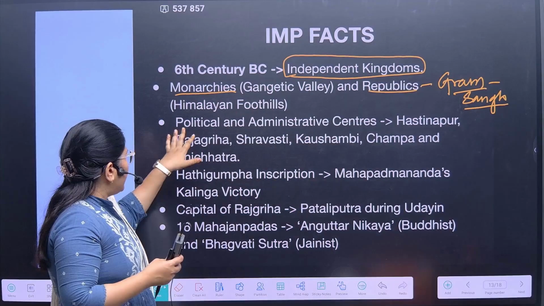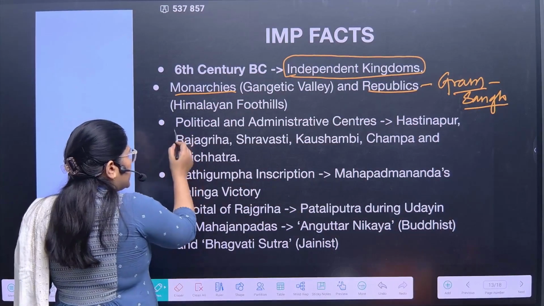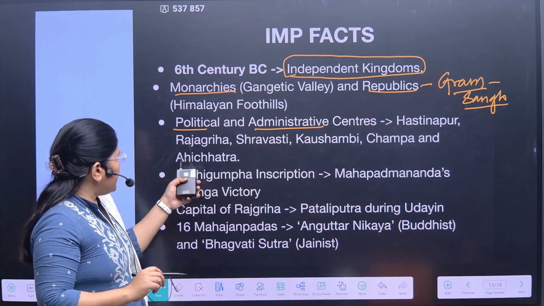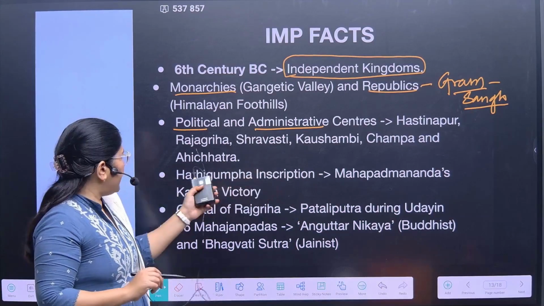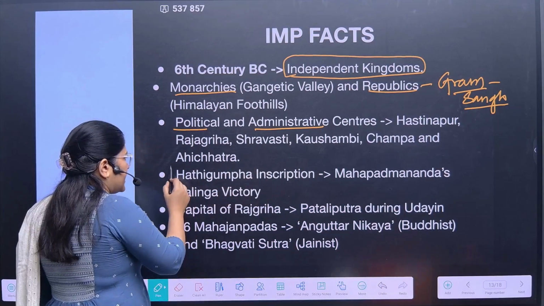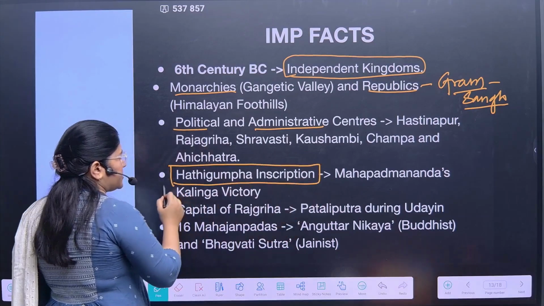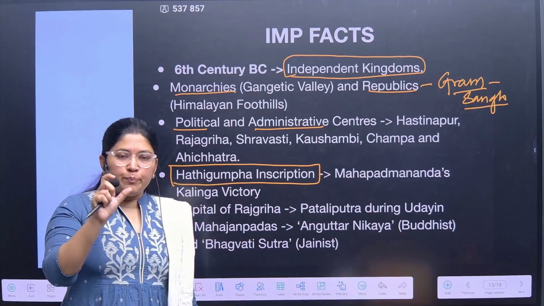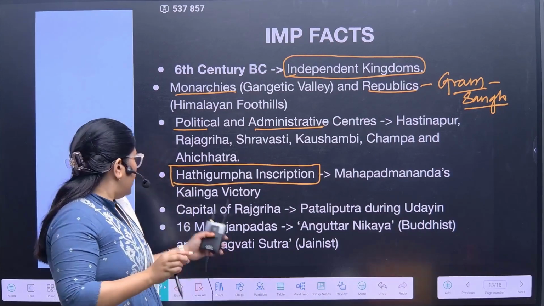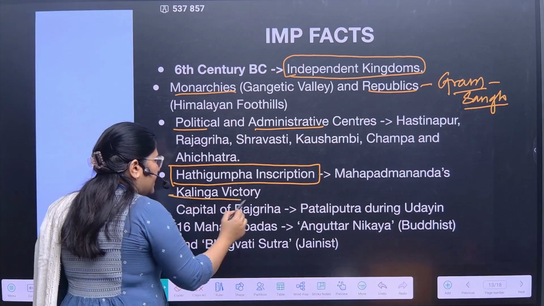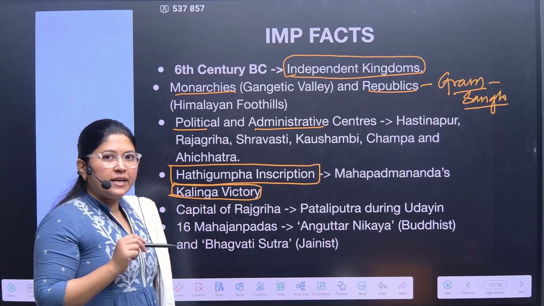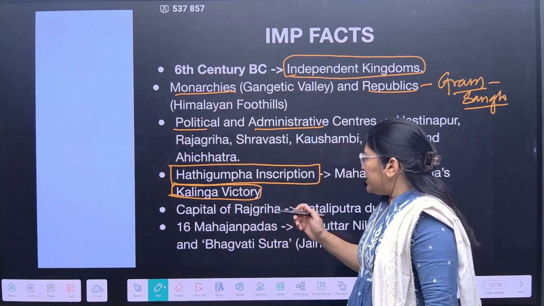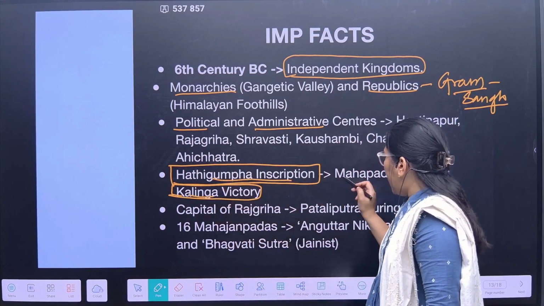So two types of polity you will be seeing, that is republic and monarchical polity. After that, we'll also see that the political and administrative centers are located at Hastinapur, Rajgriha, Kaushambi, Champa and Achitra. After that we have the Hathi Gumfa inscription, where we find that Mahapadmananda, the Shudra employee of the Shishunaga, had victory over the Kalinga region. Now, where is the Kalinga region? It is present in present Orissa and some part of Bengal. So this is the Kalinga victory of Mahapadmananda.